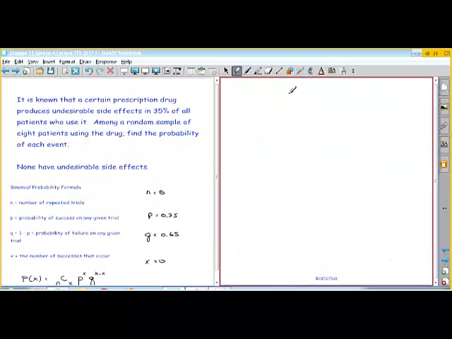So the way we would do that is, we need to know what N is, we need to know what X is, we need to know what P and what Q are. So in this case, I'm going to have to define success as an undesirable side effect. Okay, it sounds wrong, but again, success is all relative.